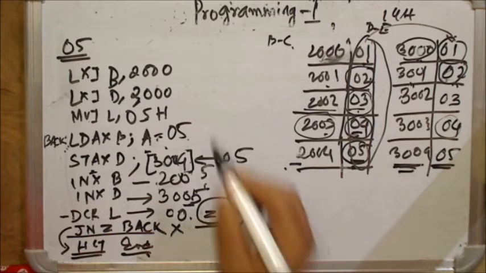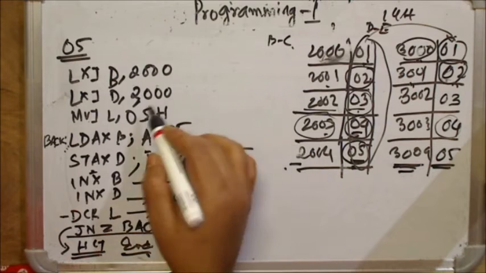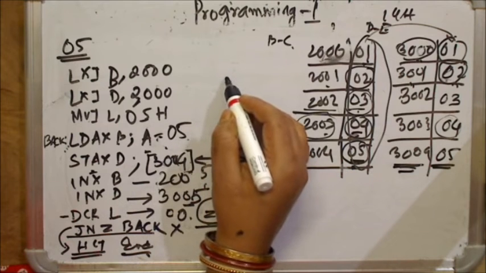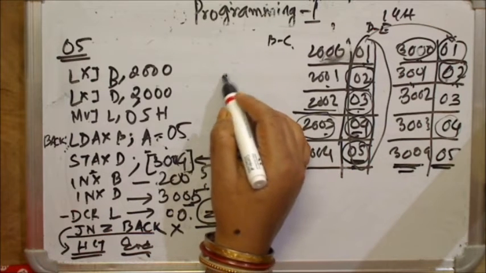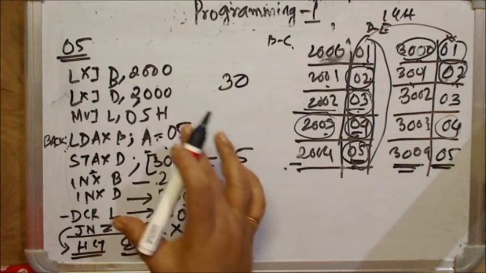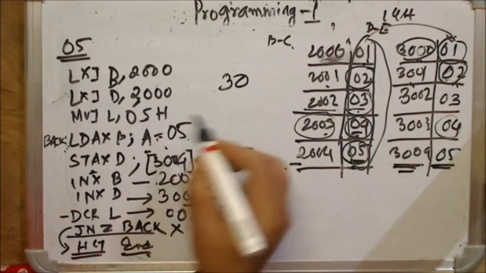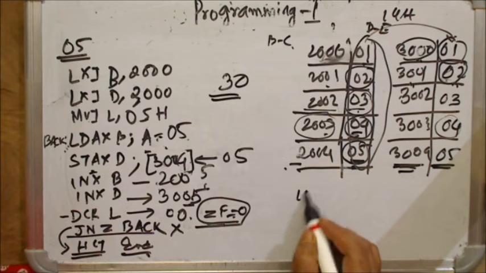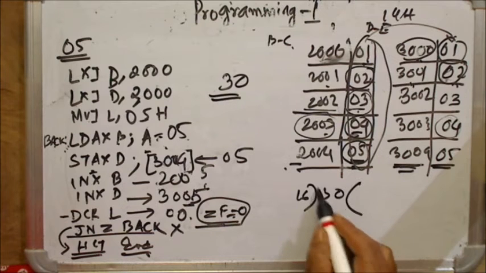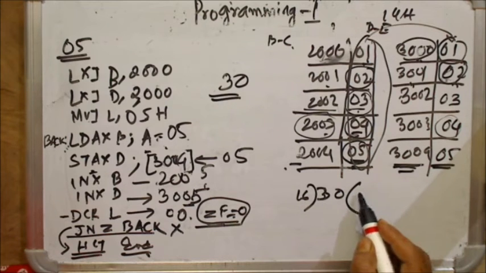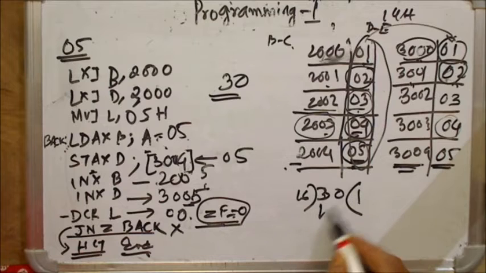So if I change the count, you can do the program. If I tell you to transfer 30 bytes, the program remains the same. Okay, only you have to change the count. 30 in hexadecimal is, divide by 16.